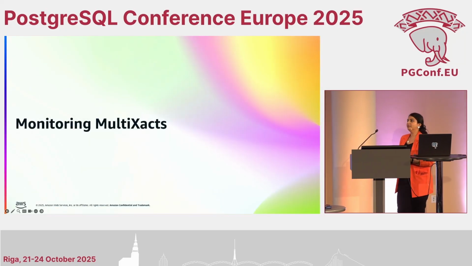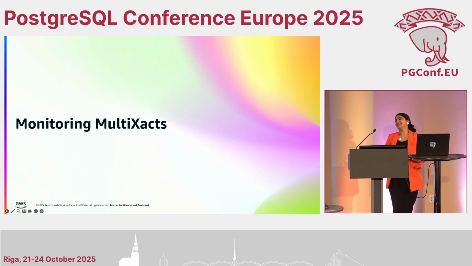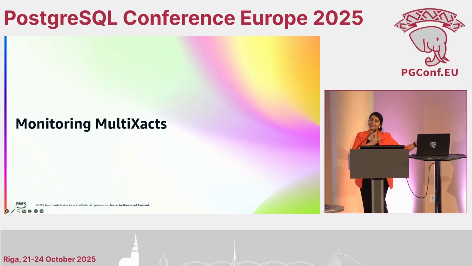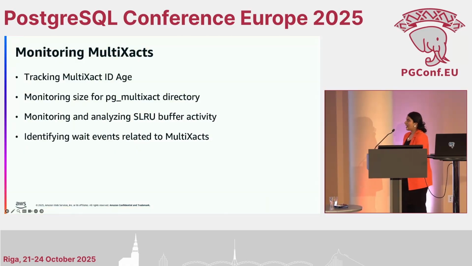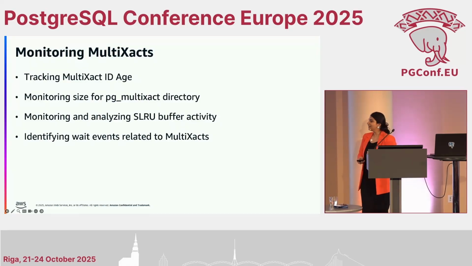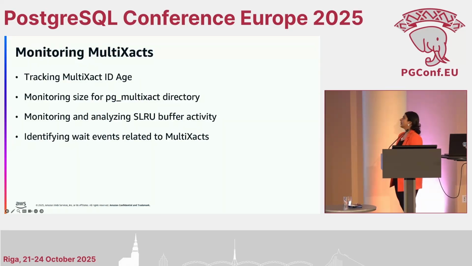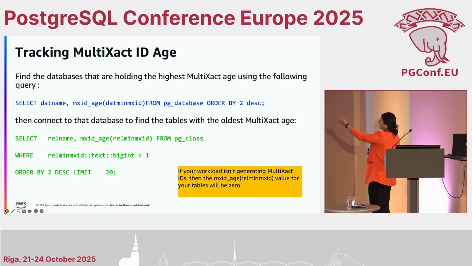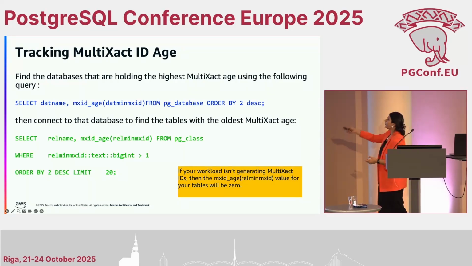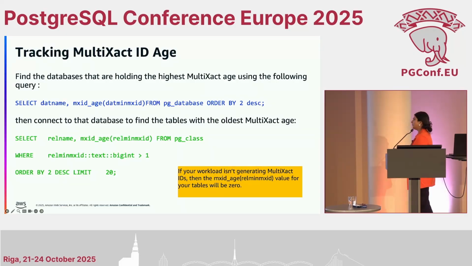How do you monitor MultiXact IDs? As I said, at least for RDS and Aurora, it's easier to monitor standard XIDs because of that metric. But for MultiXacts, it's not that straightforward, though there are a few ways to track it. First is by just querying the age. You query to find the database with the maximum MultiXact age, and then you query to find which table in that database actually has the oldest MultiXact age.